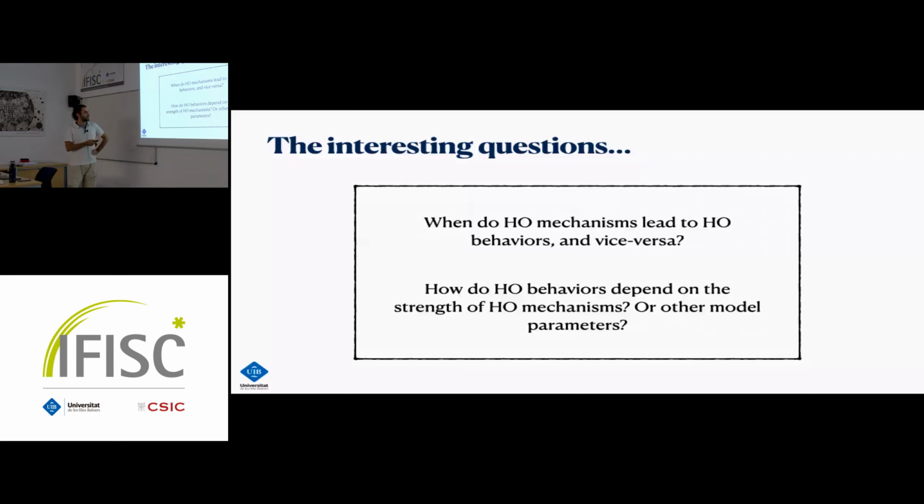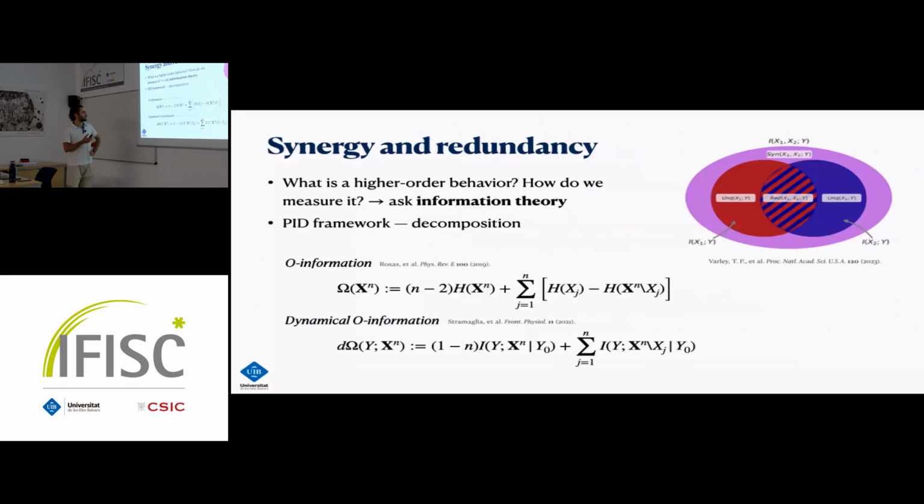Now, as I said, it's fairly clear how to model higher order mechanisms in terms of, let's say, hypergraphs or a simplicial complex, but it's a bit less clear what exactly a higher order behavior is and how we can measure it. And if we turn to information theory, the answer they give is that a higher order behavior is a kind of dependence within random variables that is, in a sense, irreducible to subsets of those variables.